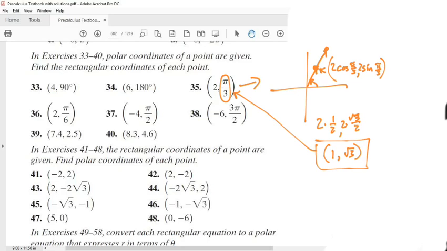So generally, you can use this formula. x equals the radius times cosine of theta, and y equals the radius times sine of theta. So if you are having a hard time thinking right now, just write down those formulas and use them.